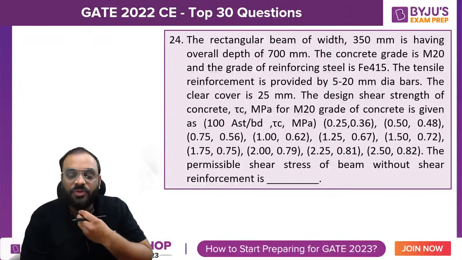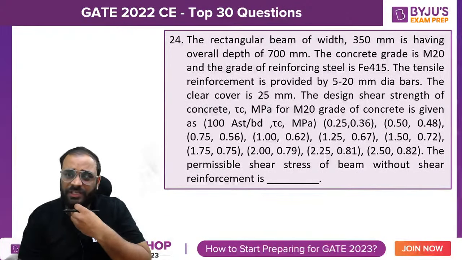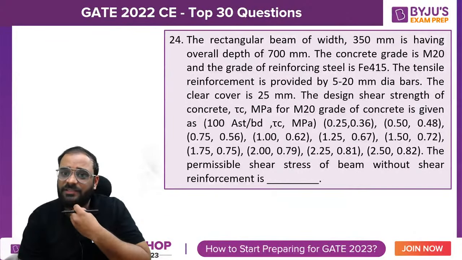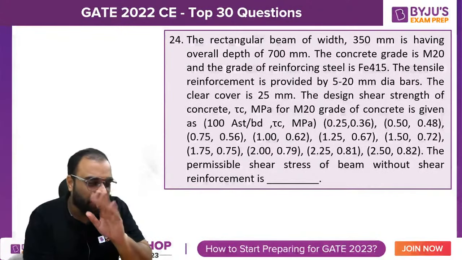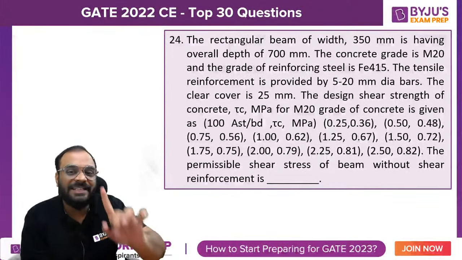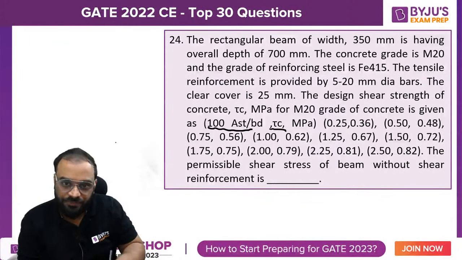Next question in front of you. A rectangular beam whose width is 350 mm and having an overall depth of 700 mm, and a concrete grade of M20, and a grade of steel Fe415. The tensile steel is 5 number of bars of 20 mm dia, clear cover is 25 mm, okay. Now we need to find out the tau c value, the permissible shear stress. To find out the permissible shear stress, you need to calculate the percentage tension steel first, because this is a combination of percentage tension steel and tau c value, right?